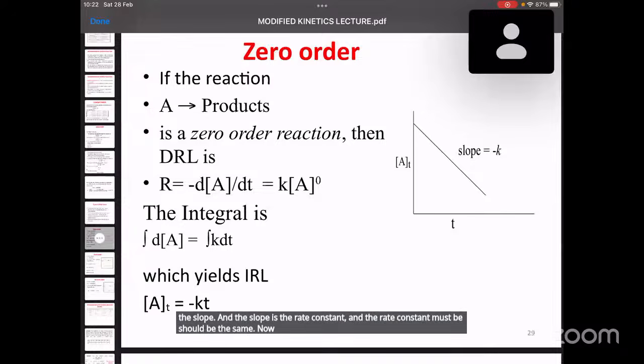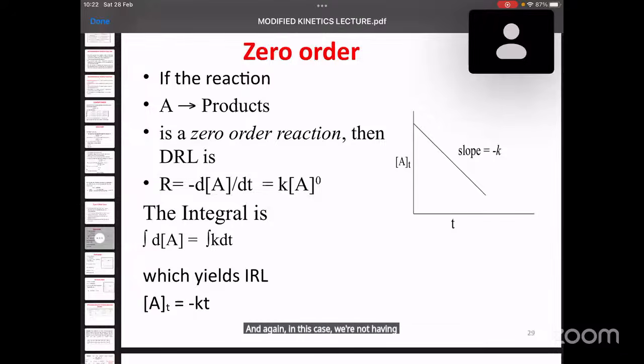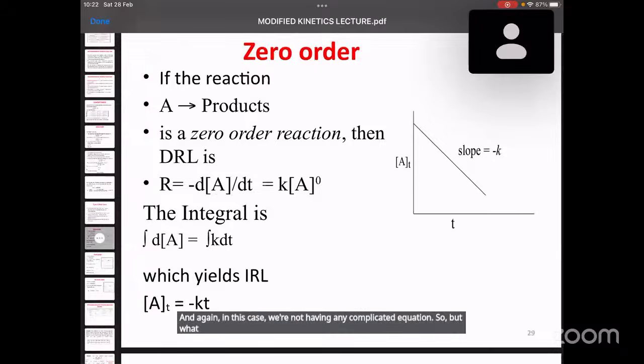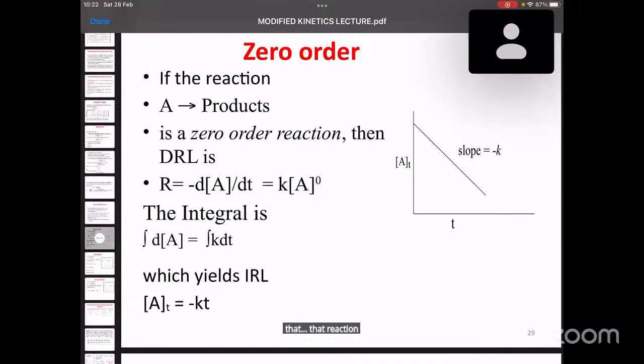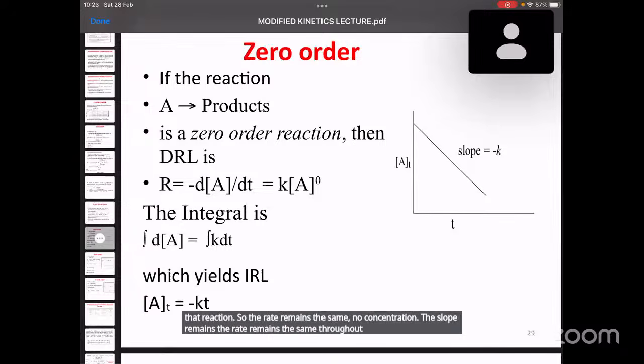In this case, we're not having any complicated equation. What this straight line is telling you is that the rate remains the same throughout that reaction, not the concentration. The rate remains the same throughout, and that is the definition of a zero order reaction.